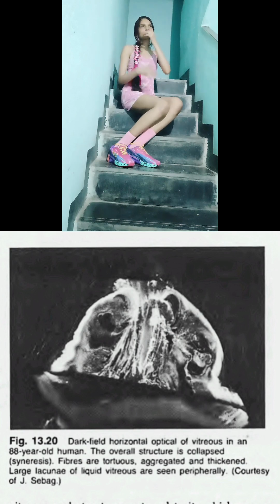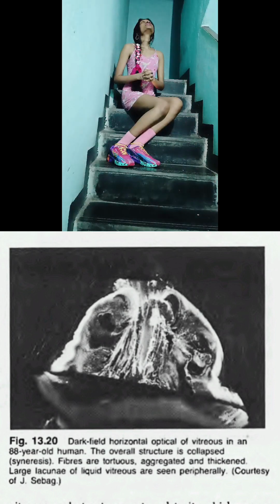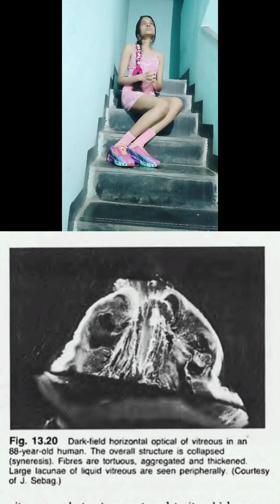So vitreous cortex, it is dense. It is made up of the collagen fibers, compact arrangement of the collagen fibers and ground substance hyaluronic acid. It is then the vitreous base attachment. Vitreous base, how is it attached?